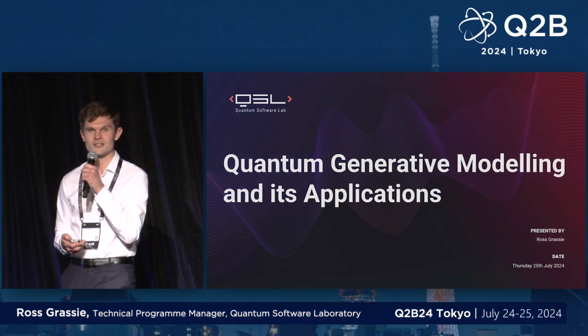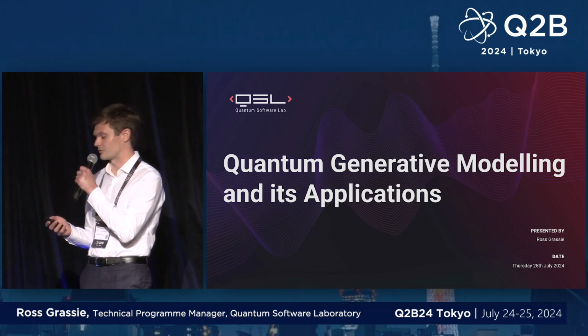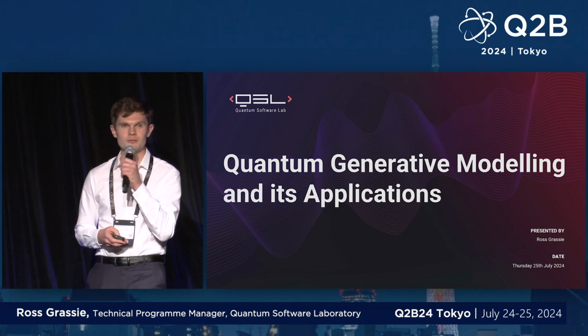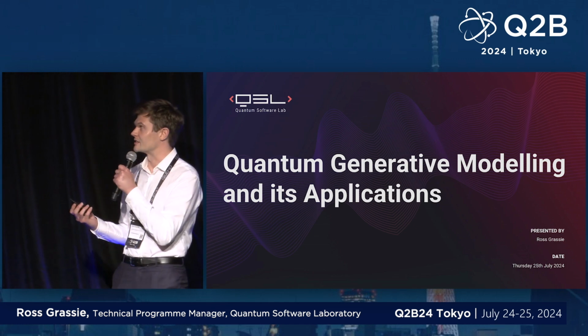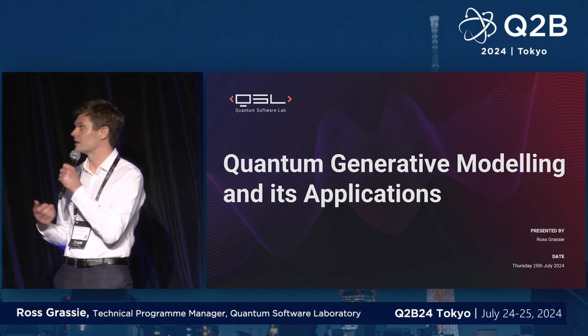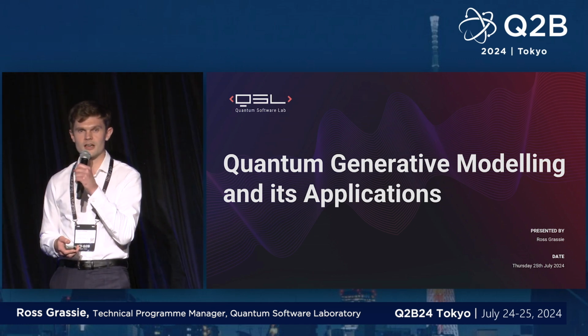My name's Ross Grassie. I'm the Technical Program Manager for the Quantum Software Lab based at the University of Edinburgh. And today I'm going to talk about our work into quantum generative modeling and its applications.